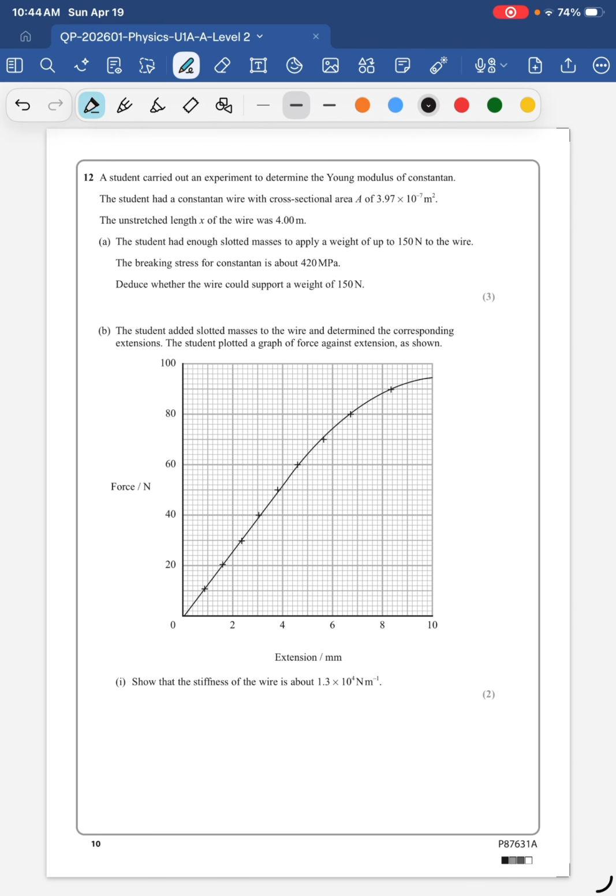So there it is, question 12. A student carried out an experiment to determine the Young modulus of constantan. It's a material. The student had a constantan wire with cross-sectional area A of 3.97 times 10 to the negative 7 meters squared. The unstretched length X of the wire was 4 meters. A, the student had enough slotted masses to apply a weight up to 150 newtons to the wire. The breaking stress for the constantan is about 420 megapascals. Deduce whether the wire could support a weight of 150 newtons. Okay, let's start with that and then come back for part B.